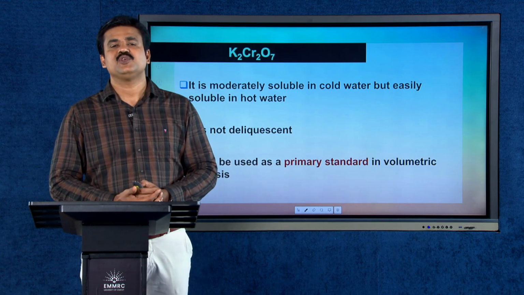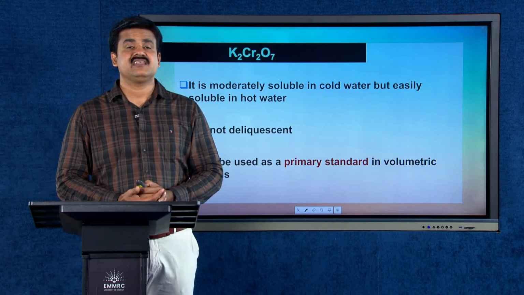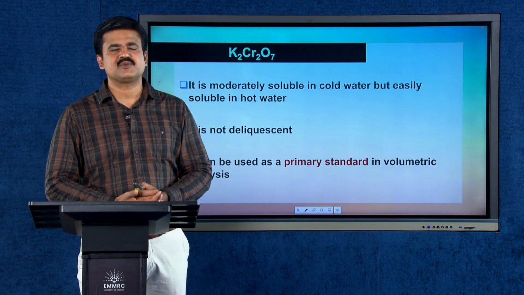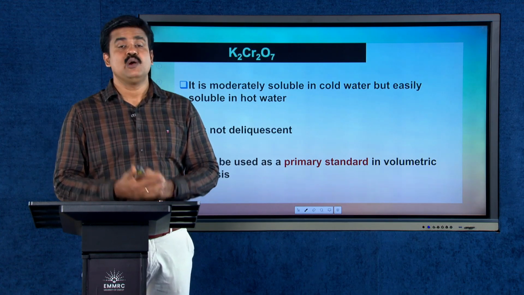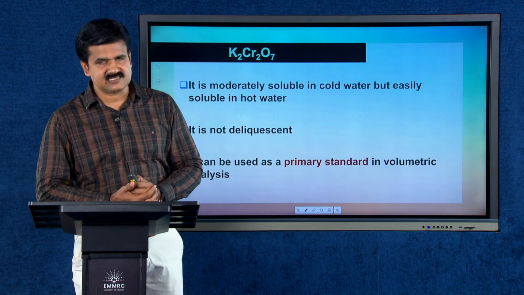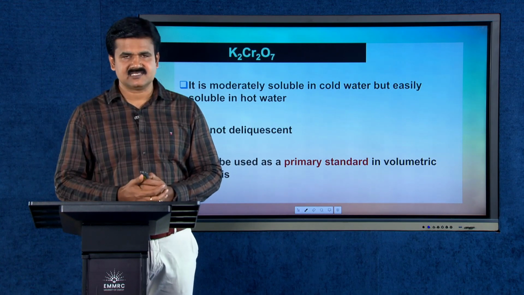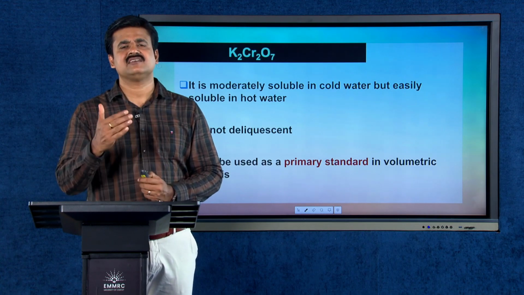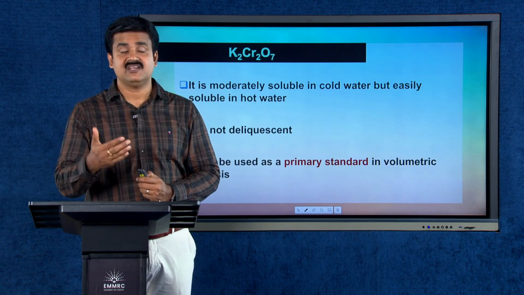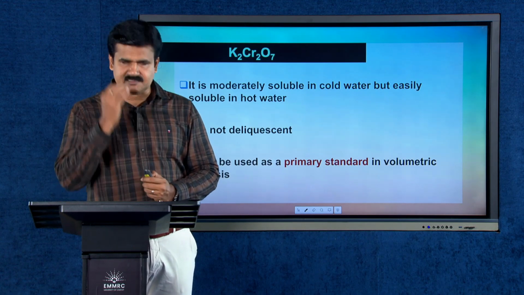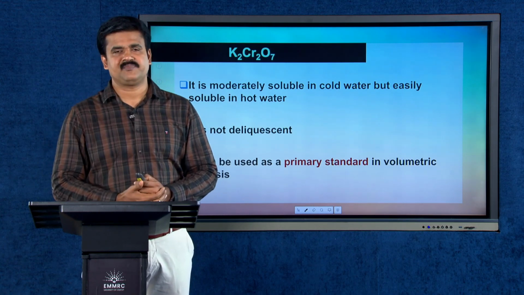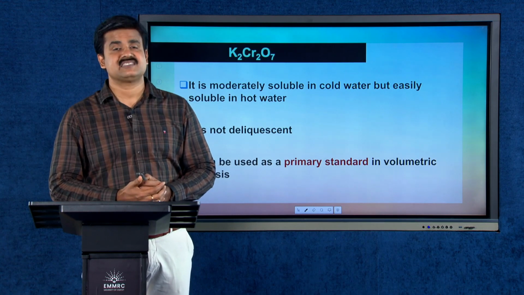It can be used as a primary standard in volumetric analysis. You are familiar with the concept of primary standard. What is meant by a primary standard in volumetric analysis? In volumetric analysis, we must have a solution with exactly known concentration. That is, we must have a standard solution. A substance which is used for the preparation of such a standard solution is termed as the primary standard.